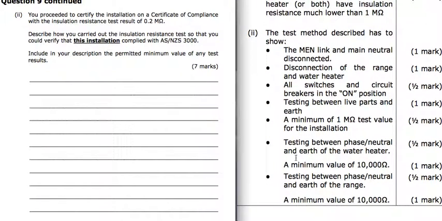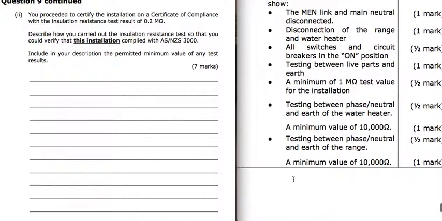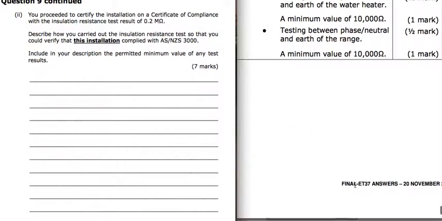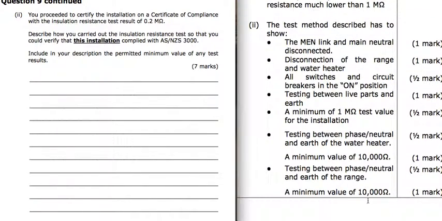We then test between the phase and neutral and earth of the water heater, and we're looking for a minimum value of 10,000 ohms. Any less than that, and there's a fault on there. And we're going to test the phase neutral to earth of the range, and again we're looking for a minimum of 10,000 ohms. So if both of those are greater than 10,000 ohms, and the installation without them is greater than 1 mega ohm, then we can say the installation is safe and complies with 3000.